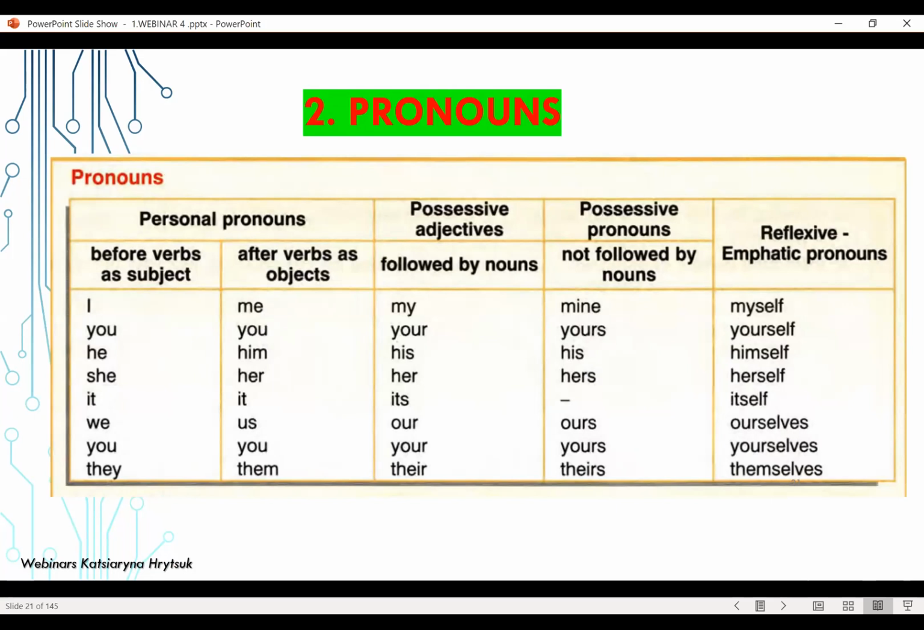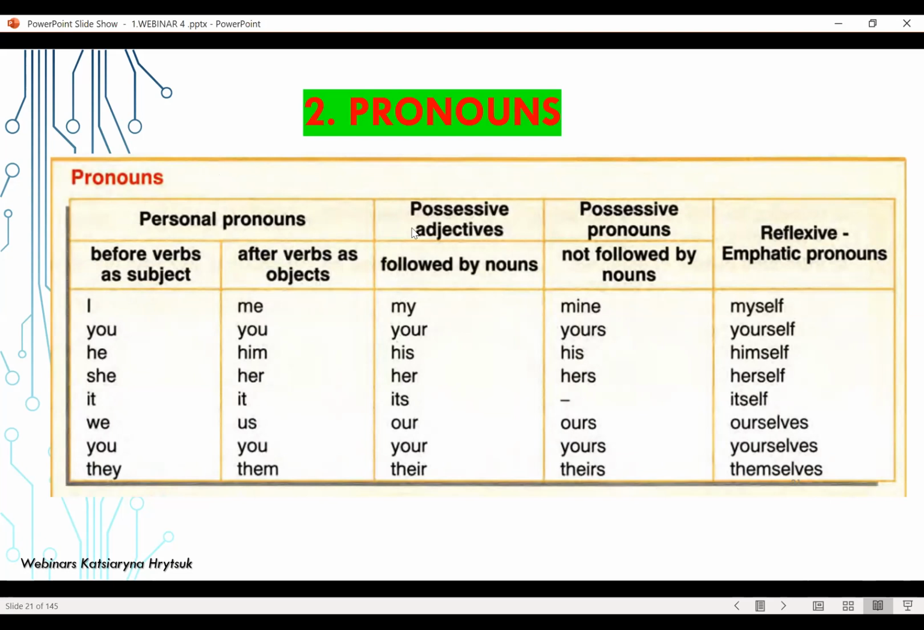Remember, you can say give me, give you, give him, give her, give it, give us, give you, and give them. Before verbs as subject, we use the verb after them. So I give, you give, he give, and so on. Okay, so that is personal pronouns.